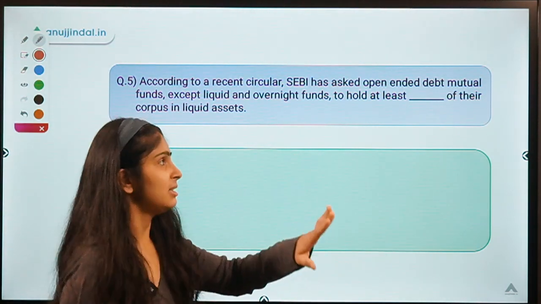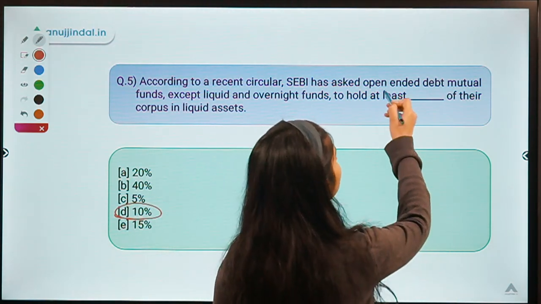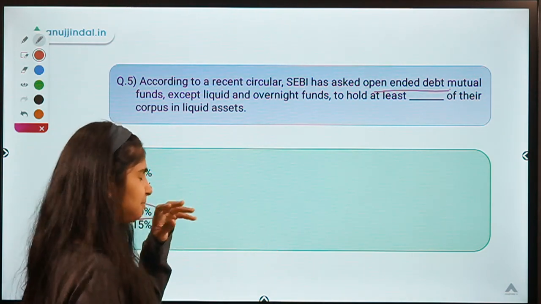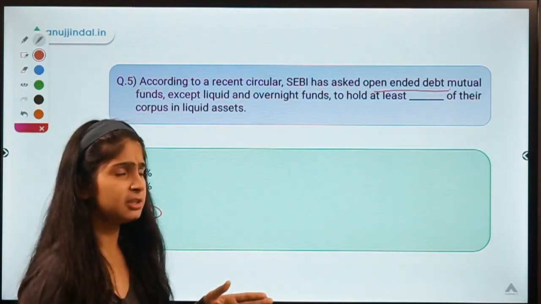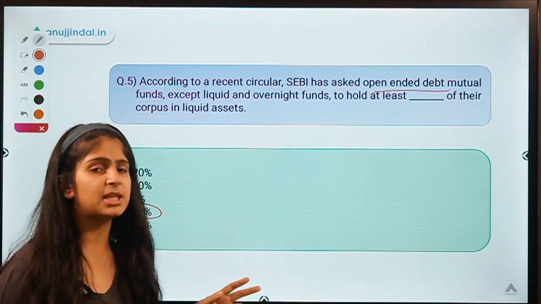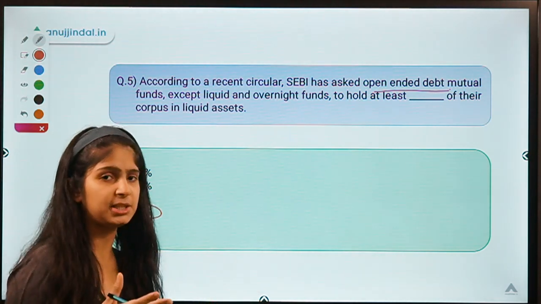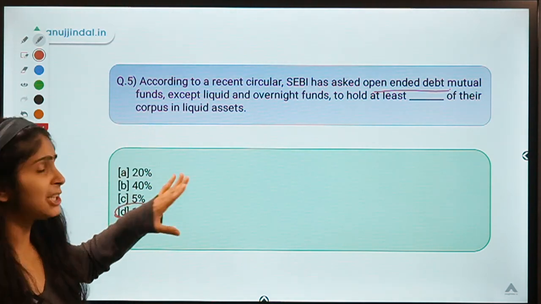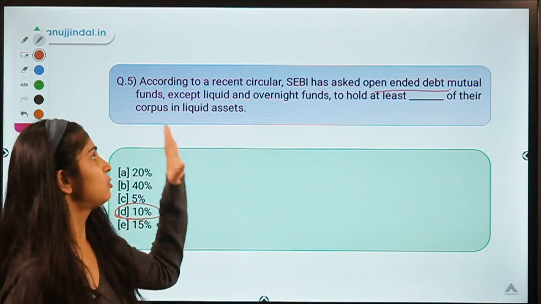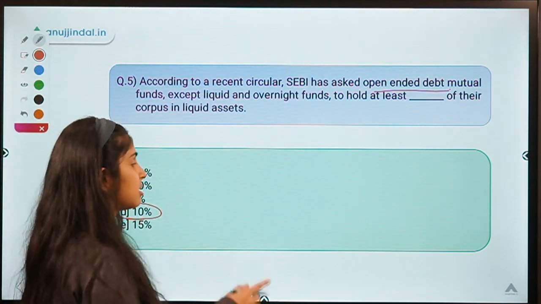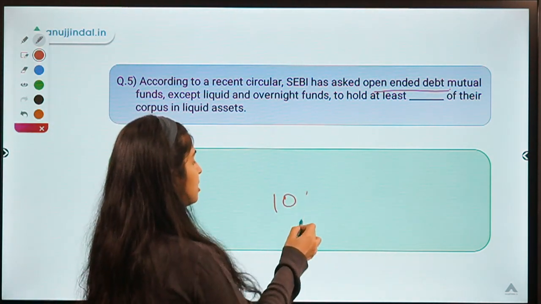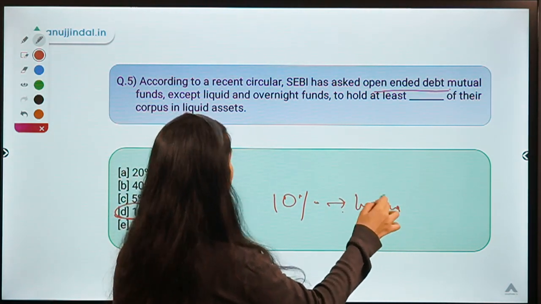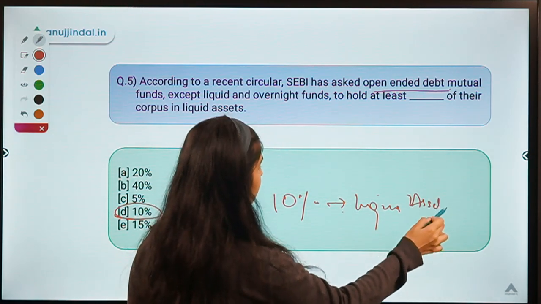See, this is also for mutual funds. Very simple. This rule has come out for open-ended debt mutual funds. Open-ended means that there is no limit. Anyone can exit and enter anytime into these mutual funds. And open-ended debt mutual funds, mutual funds that invest into debt, have to invest at least 10% of their total assets into liquid assets, right?